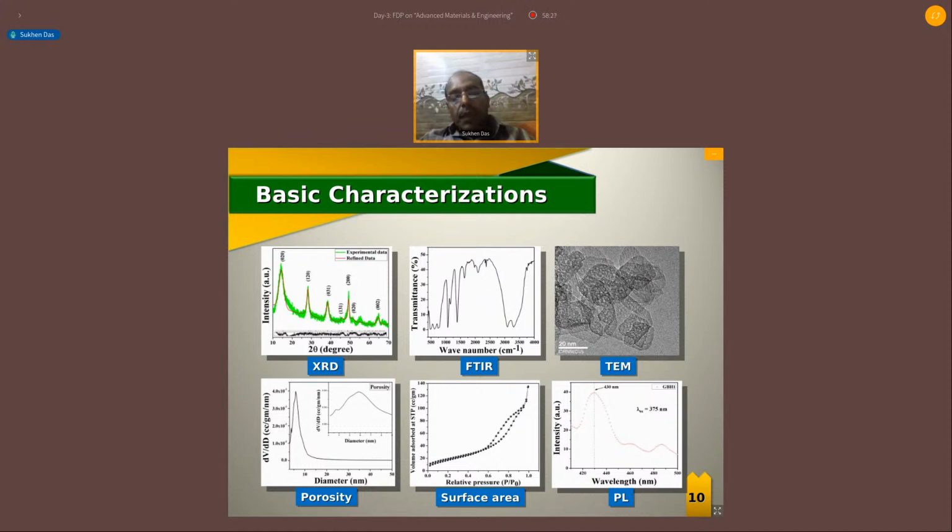Then we have done the FTIR experiment. From there, we have seen that there is some weak interaction, that is, a weak hydrogen bond is present there.